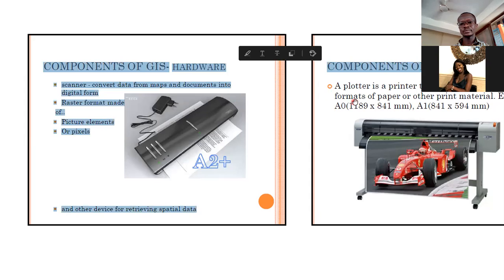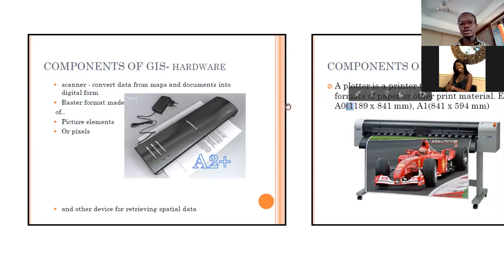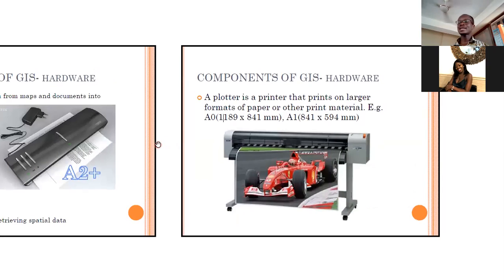We can also talk about the plotter. So here on the right hand side, we have a plotter. A plotter is a printer, but it's actually a large format. Format means dimension, a large format printer. So you can plot A0, A1, things like that. It's not even common to find A3 printers around. Are you with me? So we're talking about hardware of GIS. Put it to your mind. That's what we're talking about here.